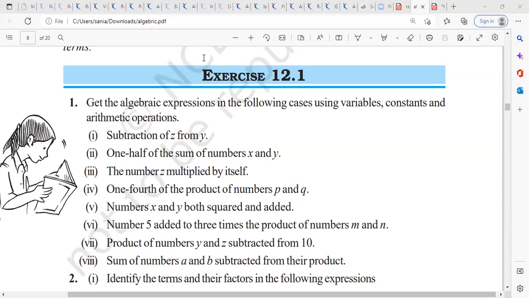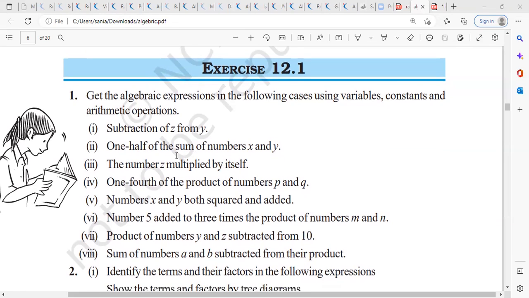Ma'am, I can't understand the second part. Which one? Second question. Okay. Just leave it, I'll explain it to you. Leave the space. Try to do everything and leave the second one. Then I'll explain it to you together.